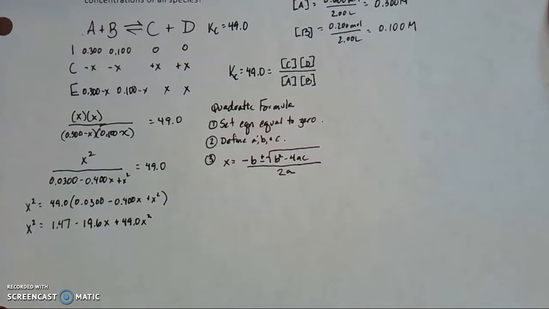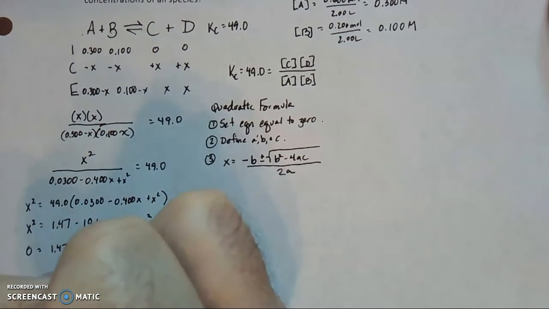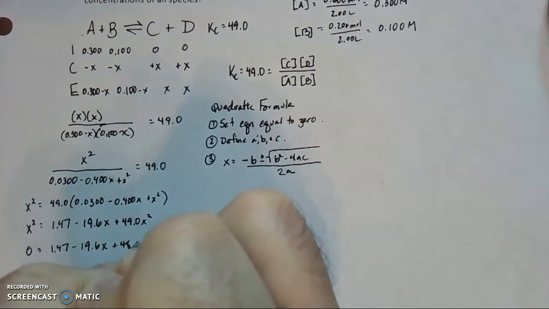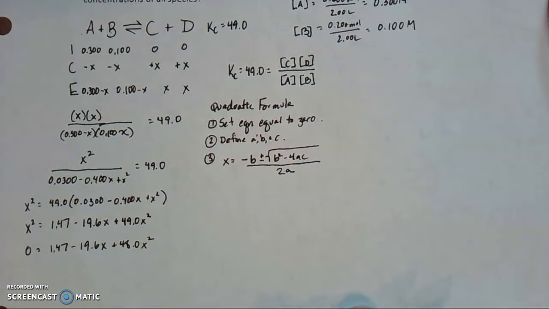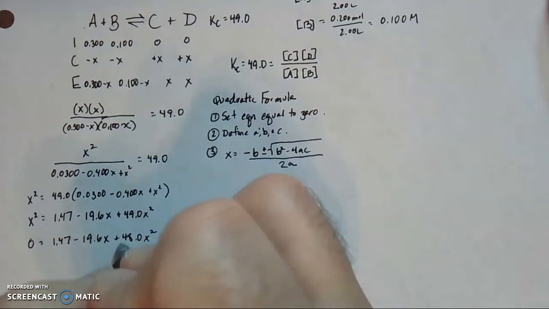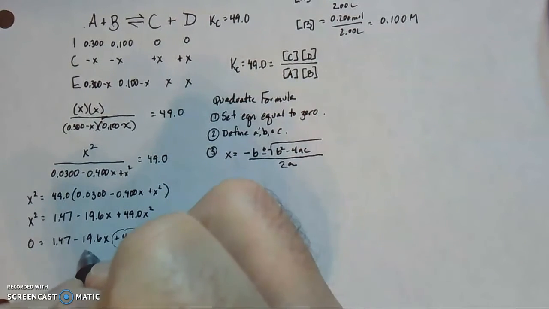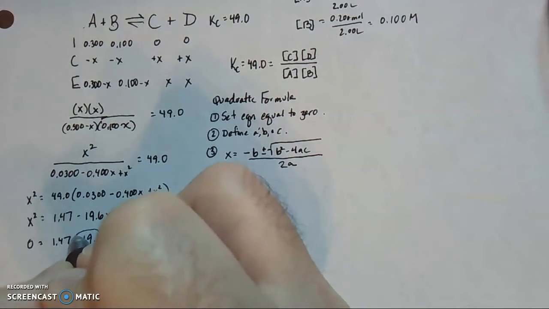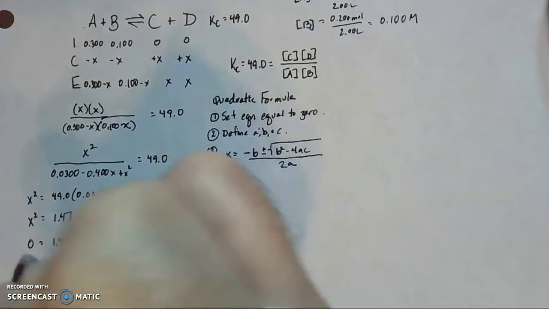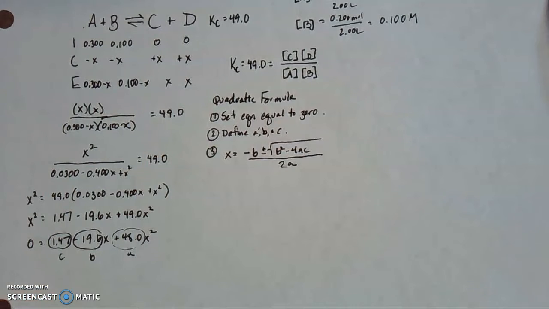Now, the last thing that I have to do to set this equal to 0 is subtract x squared from both sides. So I get 0 is equal to 1.47 minus 19.6x plus 48.0x squared. So now we are in standard form. It is set to 0, so it's ax squared. So this value right here, positive 48, is our a, plus bx, so negative 19.6 is our b value, plus c, 1.47 is our c value.